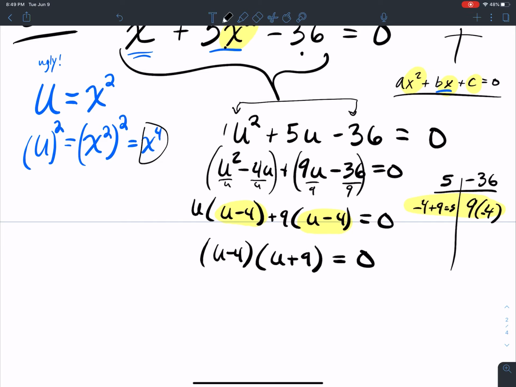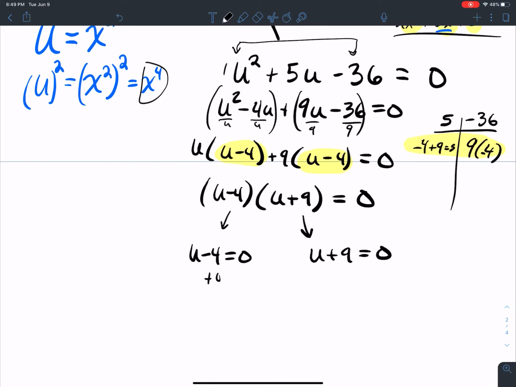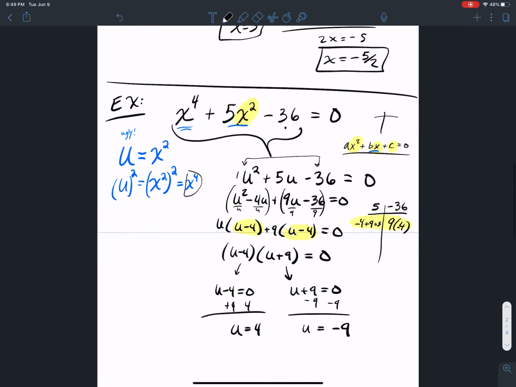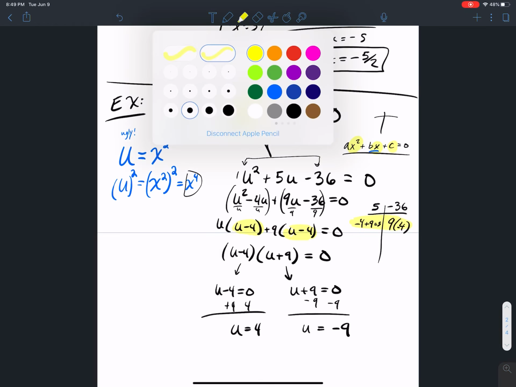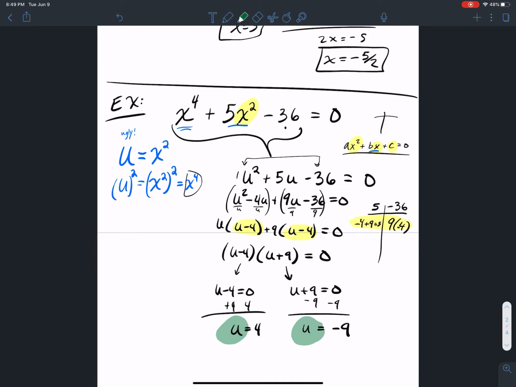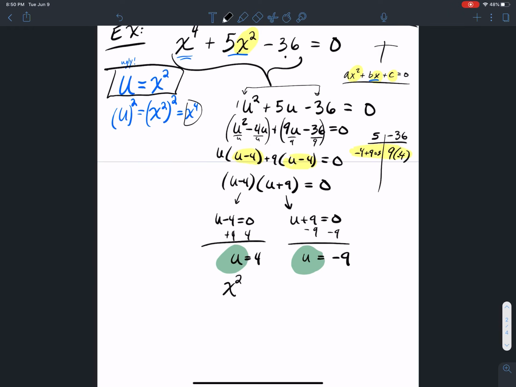Set each piece equal to 0: u minus 4 equals 0, and u plus 9 equals 0. Solve for u: plus 4, u equals 4. Minus 9, u equals negative 9. Now, you might be tempted to write this as your answer, but I want to caution you, okay? This is in terms of u. Your problem you started with was in terms of x's. So we need to get back into terms of x's. So how do we do that? Well, u is equal to x squared, so I replace u with x squared.